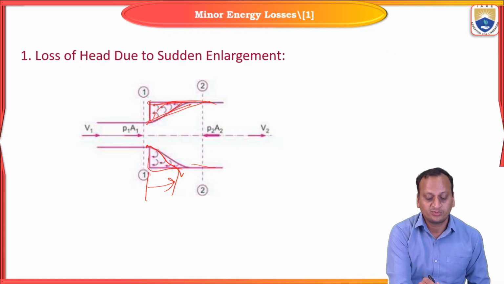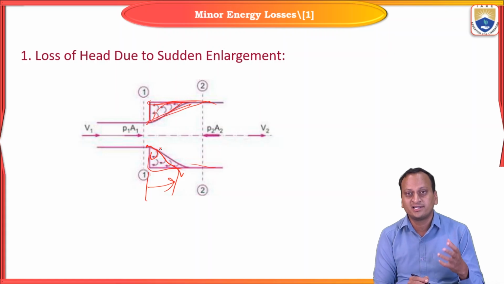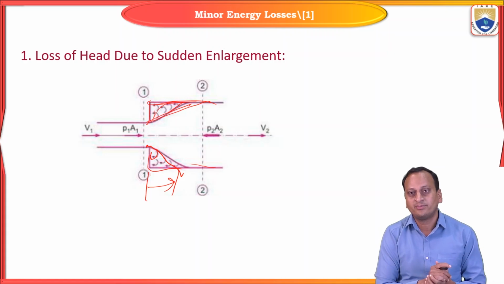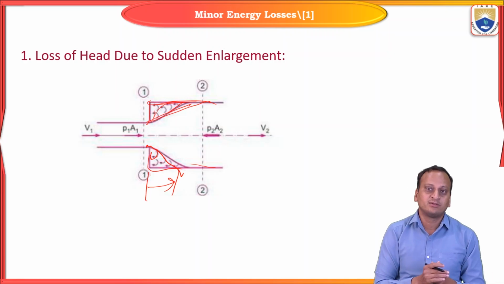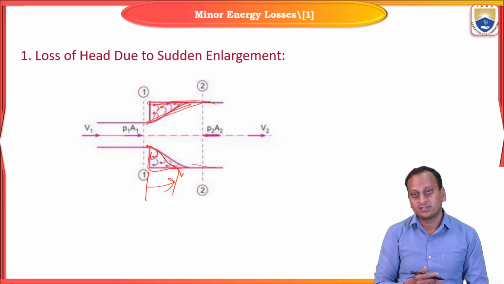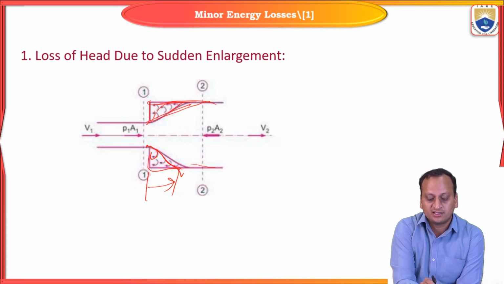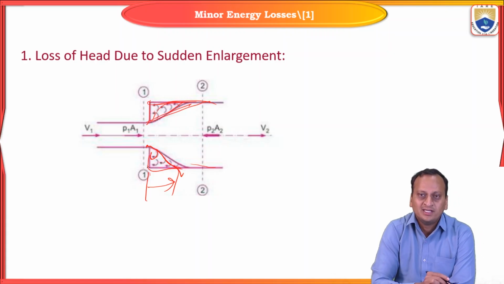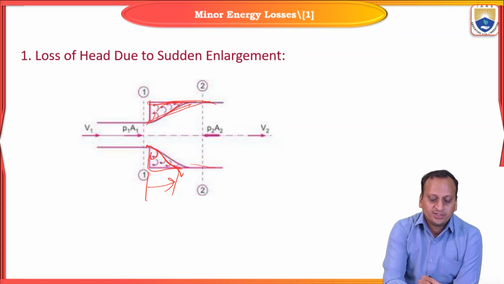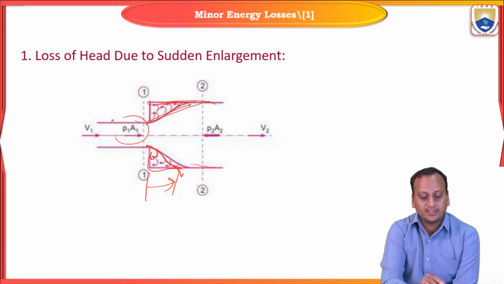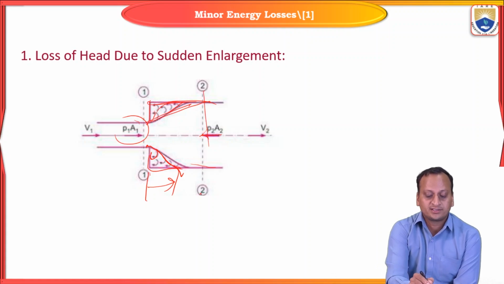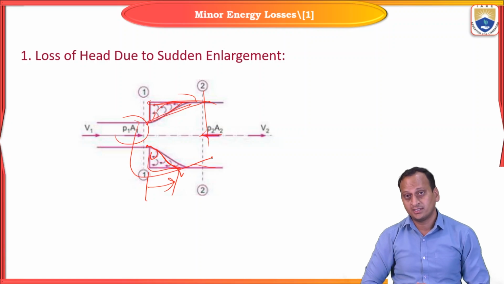Until then there is a separation, there will be low energy particles in these areas, and eddies will be forming, and this portion is nothing but the loss of eddy due to sudden enlargement. If there is no sudden enlargement, there will be no separation. This is nothing but flow separation, and when there is flow separation, there will be loss of head. Again, we have to consider two sections. The pressure force P1 A1 at the inlet, and at the outlet, section 2 of this control volume, the pressure force is P2 A2.